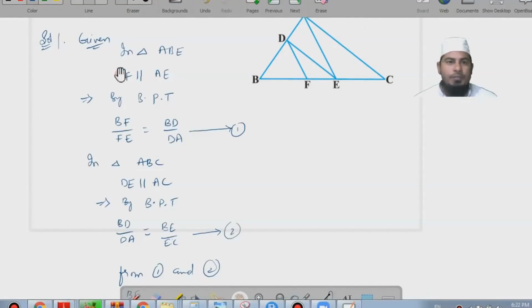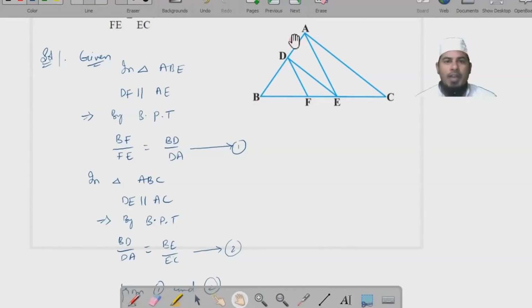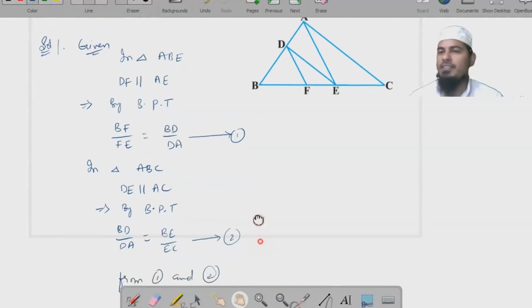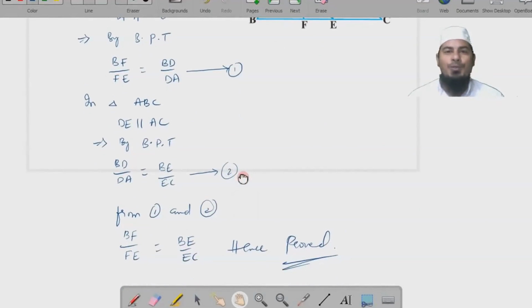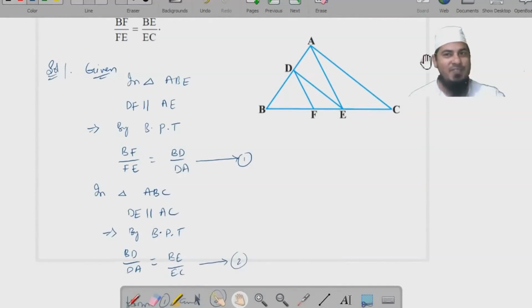What we just told with our tongue, let us write that. Here is the solution. In this triangle ABE, DF is parallel to AE. So by basic proportionality theorem, BF by FE is equal to BD by DA. Let us keep equation number 1. In triangle ABC, DE is parallel to AC. Implies that BE by EC is equal to BD by DA. From these two equations, both are equal to BD by DA. So BF by FE is equal to BE by EC. Hence the solution. So hope you understood. Let's go to another question.